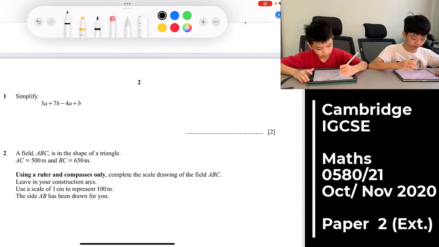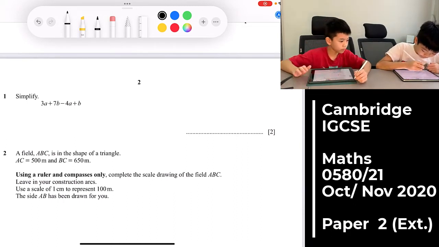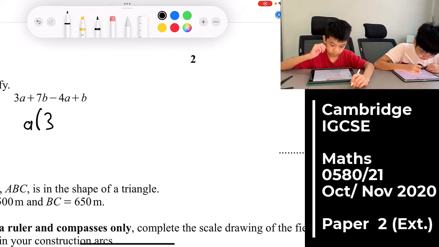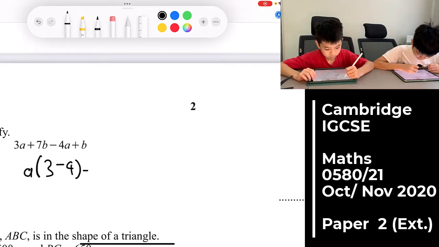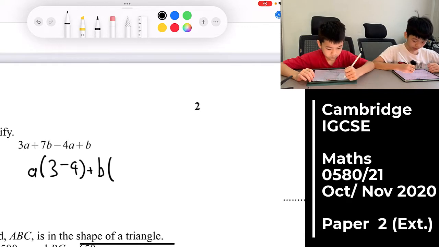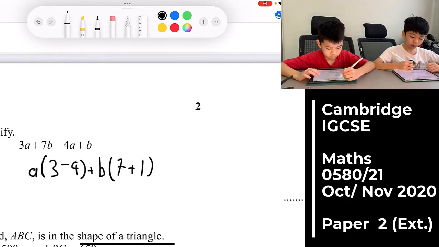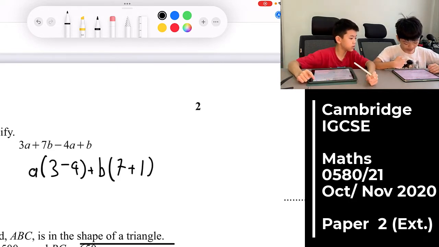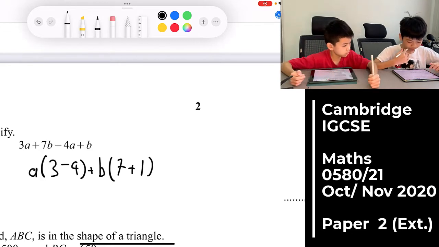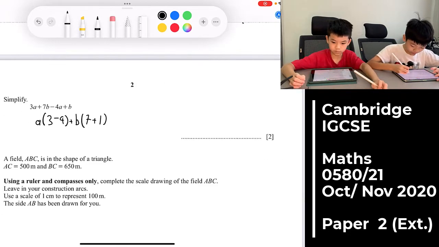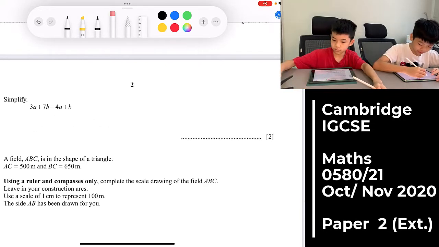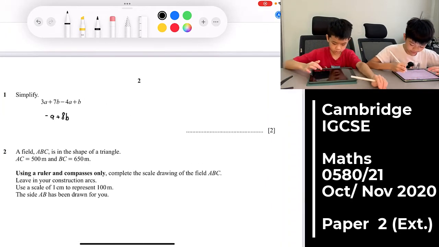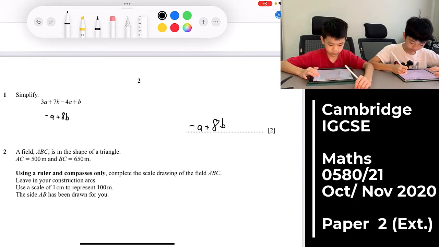Question 1, simplifying. So we have A: 3 minus 4 plus B, 7 plus 1. Yeah, B, 7 plus 1. Okay, so it's... oh wait, no, we're not supposed to factorize. We're supposed to simplify. Negative A plus 8B.